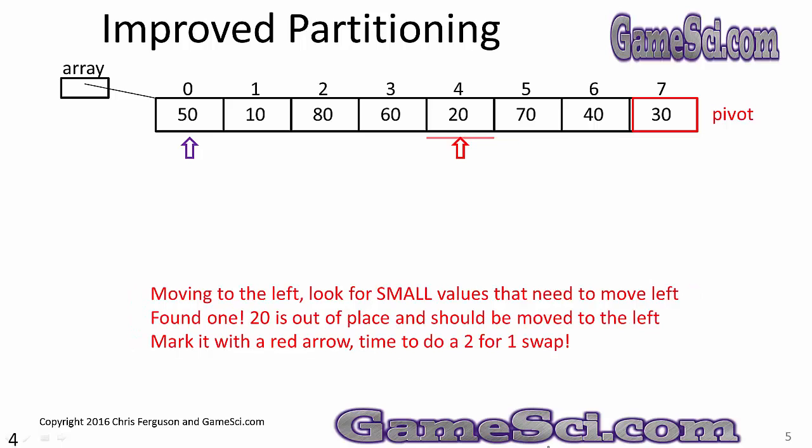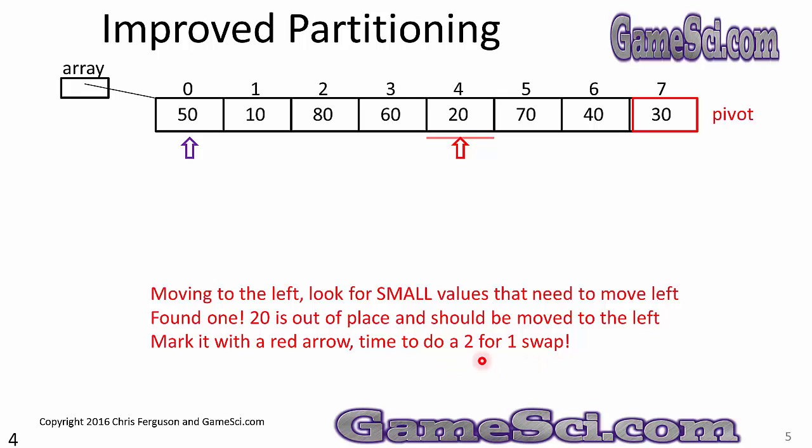Moving to the left, looking for small values that need to move left. Found one. 20 is out of place and should be moved to the left. This value is smaller than the pivot. It needs to go on the other side of the array. This value is greater than the pivot. It needs to go to the right. We'll mark it with a red arrow, and it's time to do a 2-for-1 swap.